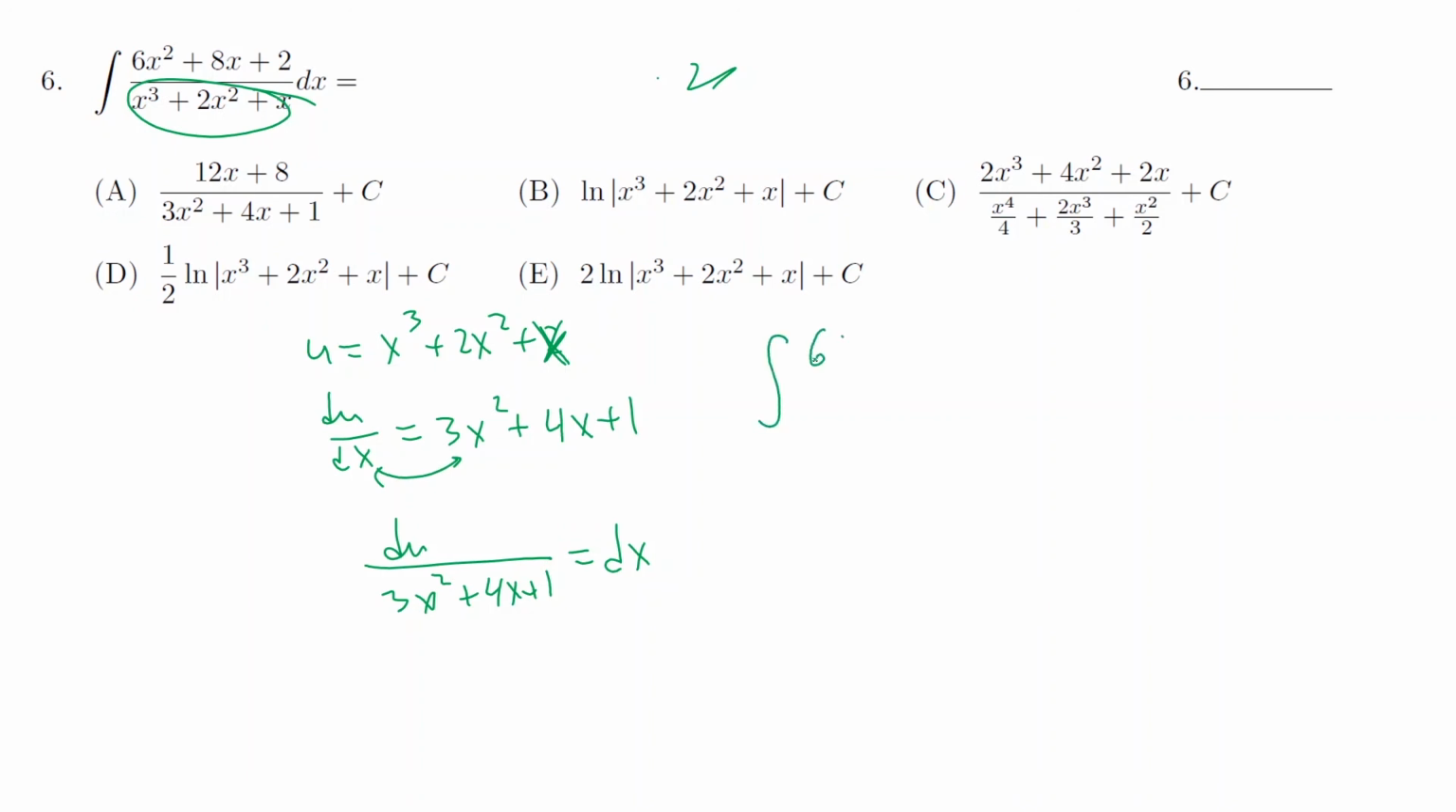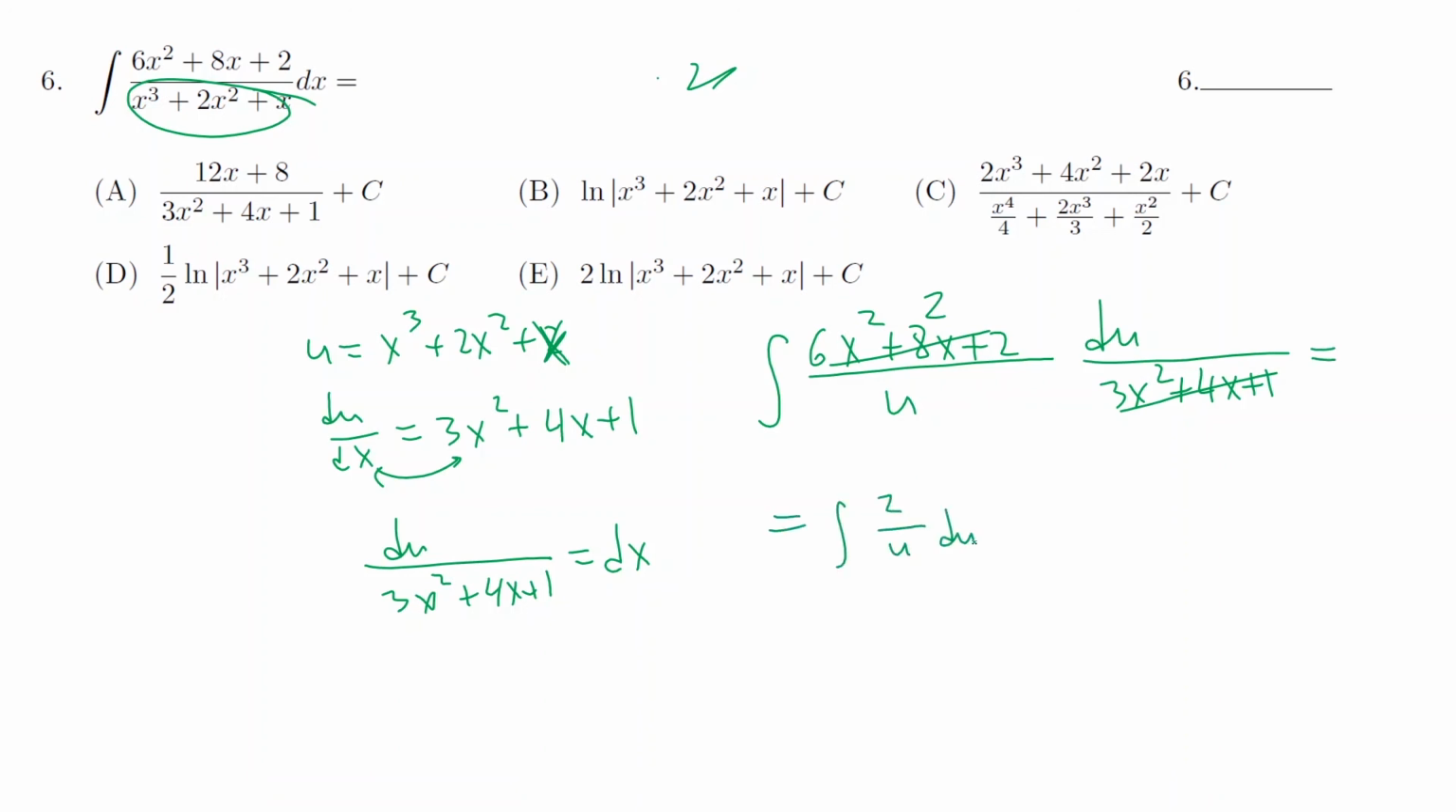Now we have the integral. The top stays the same, 6x squared plus 8x plus 2. It did not change. The bottom is u. dx is du over 3x squared plus 4x plus 1. Now if you cancel these two guys, you're going to get 2. So this is equal to the integral of 2 over u du, which is the same thing as, let's take 2 outside of the integral, of 1 over u du.